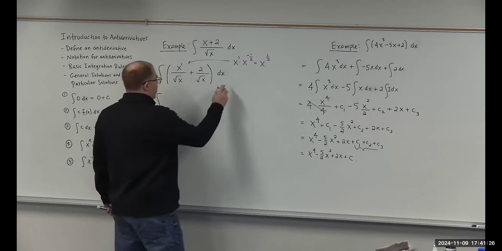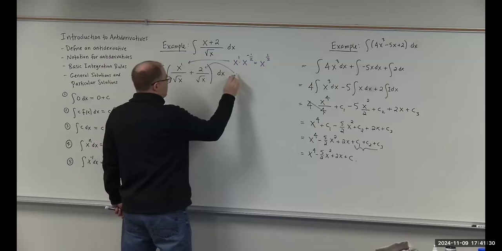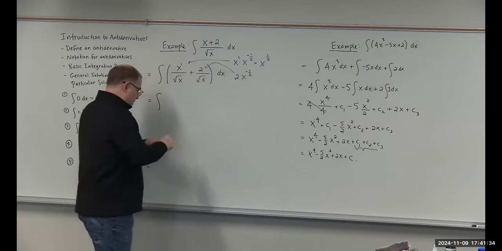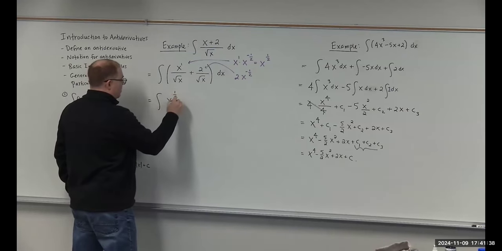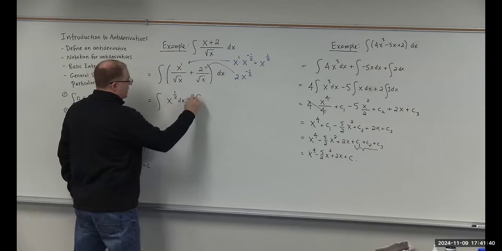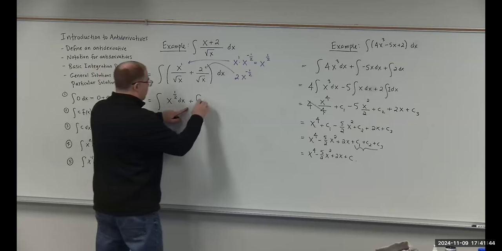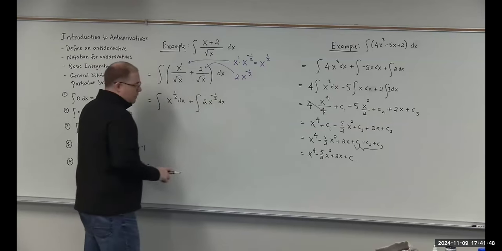And then for the other one, this is simply 2 times x to the negative 1 half. So we have the integral of x to the 1 half, and we can go ahead and split this up. We have the integral of x to the 1 half dx plus the integral of 2 times x to the negative 1 half dx.